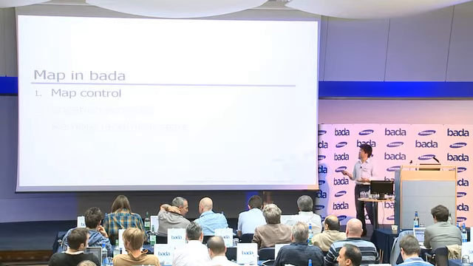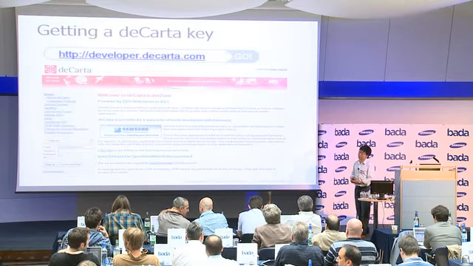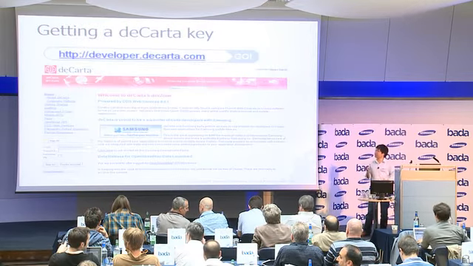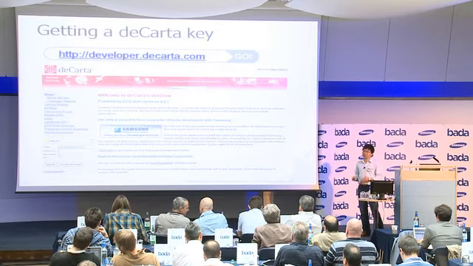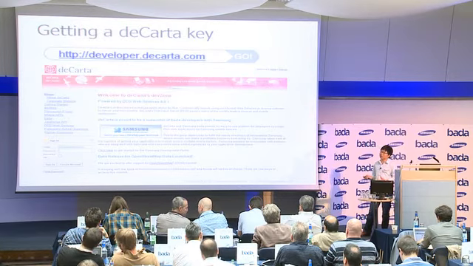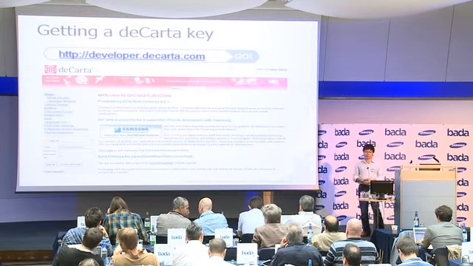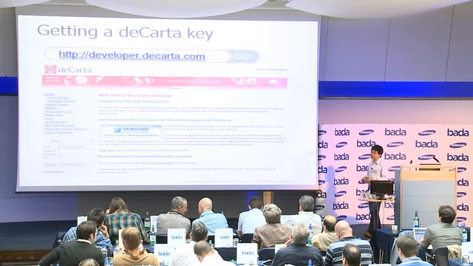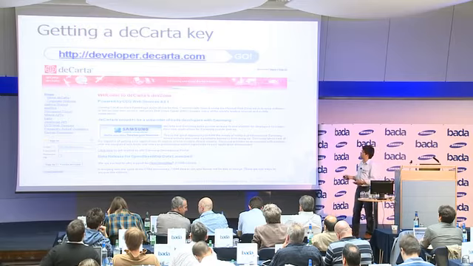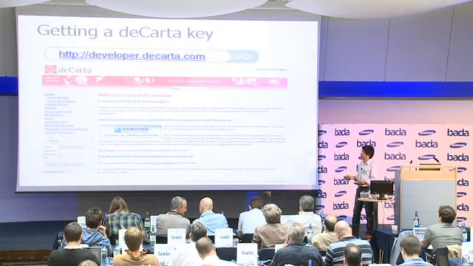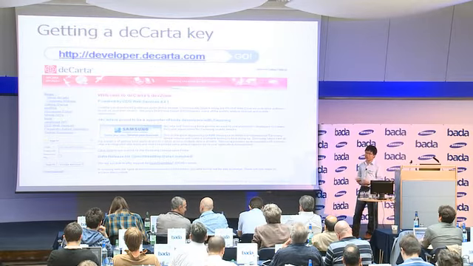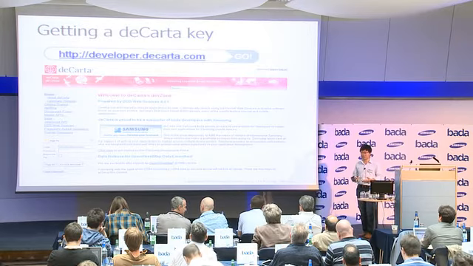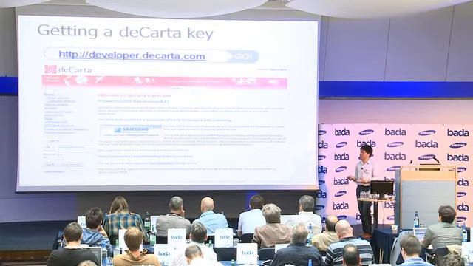So let's start from the map control, how you can use the map control. Step 0, before you start doing the map: bada is using Jakarta as the default map provider at the moment. So you have to get yourself a client name and password from the developer side on Jakarta. And here's the link. You can register as a Jakarta developer and get yourself a valid client name and password.